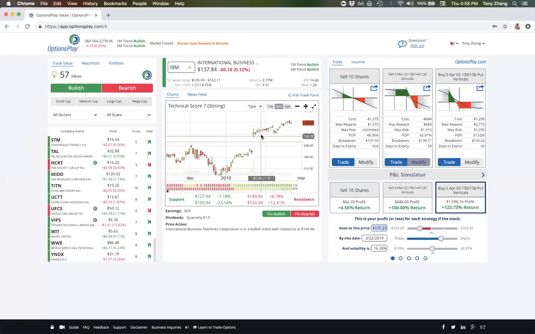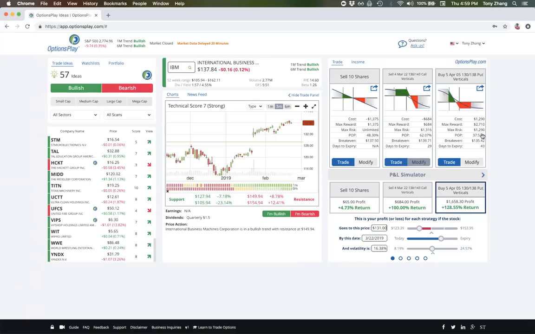Now, let's say that I do think that modestly it'll pull back to maybe 130, which is, in my opinion, a fairly reasonable price for this to pull back to, or maybe let's say 131. Here, as you can see, on the credit spread, I really have limited reward. I can only collect the credit that I receive, no matter how far IBM goes. Even if it goes to zero, I'm still only going to make $684.